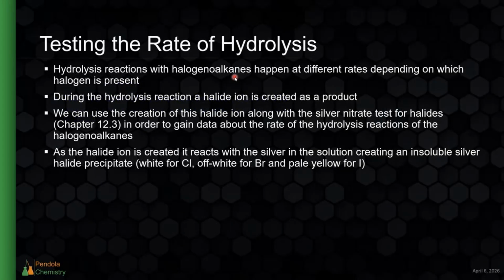Now, there's an actually very interesting way of testing how quickly this reaction happens. So we established that hydrolysis reactions with halogenoalkanes are going to happen, whether we use water, an alkali, or an acid. But they actually happen at different rates, not depending on what we use, although obviously the water would be slower, but depending on which halogens we have present in the halogenoalkane. So which halogen the halogenoalkane has actually makes a difference in the rate of the reaction.